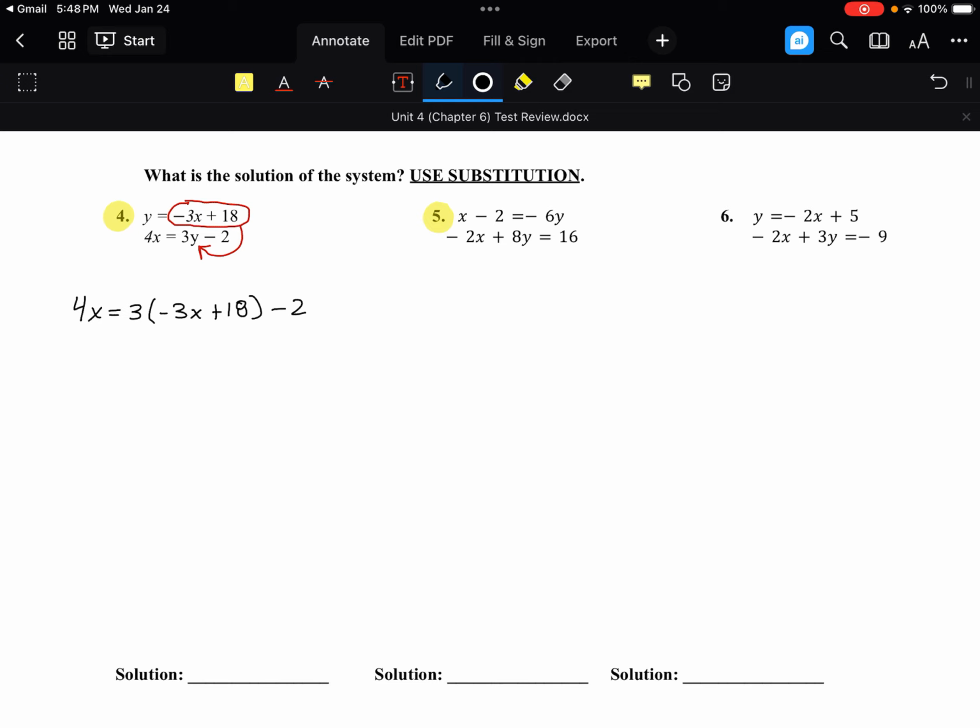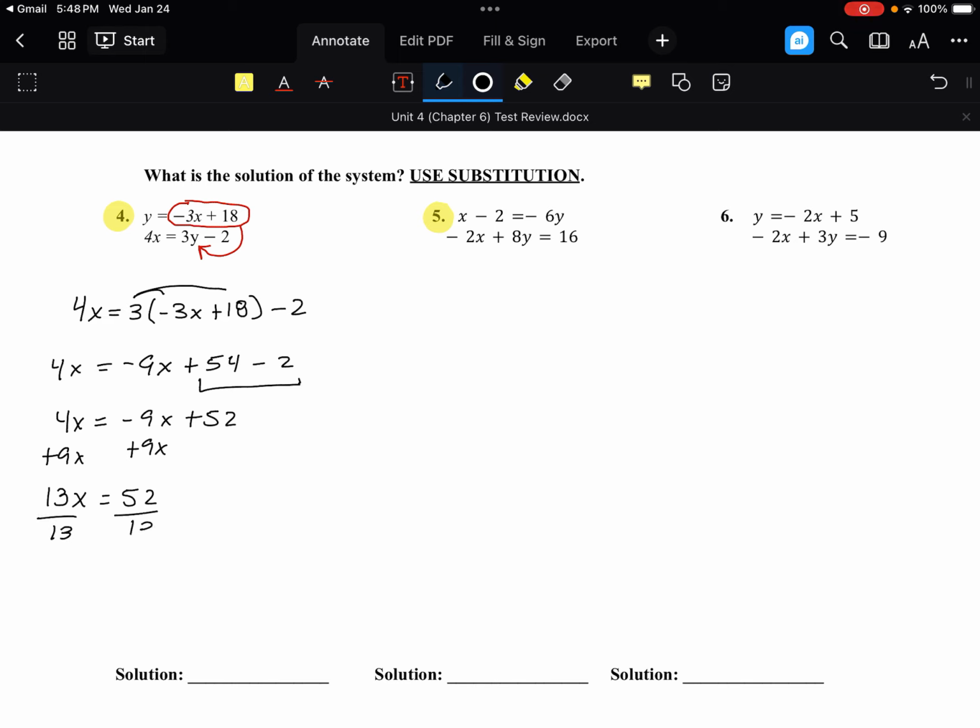So now we're going to use our algebra rules and we're going to solve this. We're going to distribute the 3. So this is negative 9x plus 54 minus 2 equals 4x on the other side. We'll clean up some like terms here. 4x equals negative 9x plus 52. I'm going to bring the 9x to the other side, so I'm going to add 9x. So that's 13x equals 52. I'm going to divide by 13. And I should get x to equal 4.